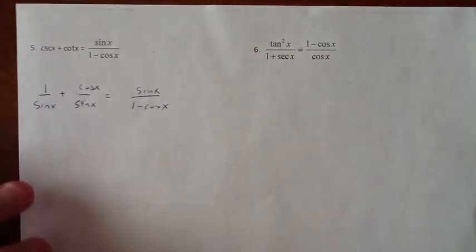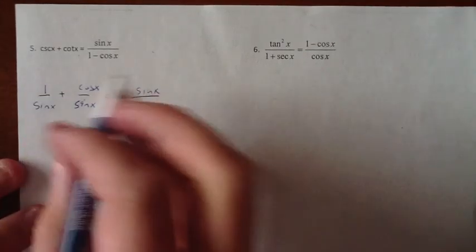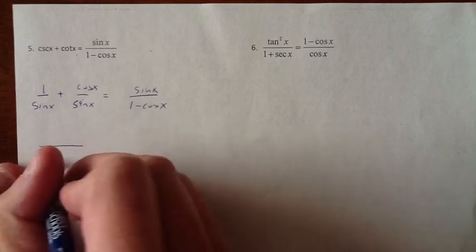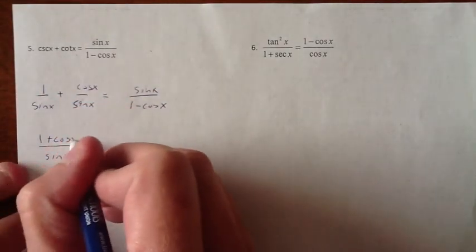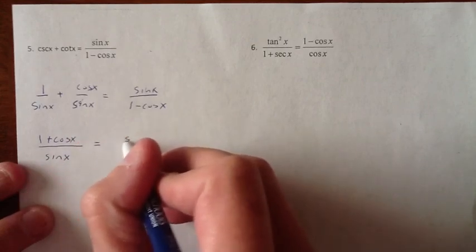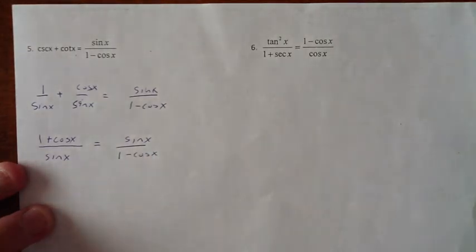Very good. Now, so what do we have on top? Ooh, look, we already have a common denominator over here. Sine of x. And on top here, what am I going to get? 1 plus the cosine of x equals the sine of x over 1 minus the cosine of x.